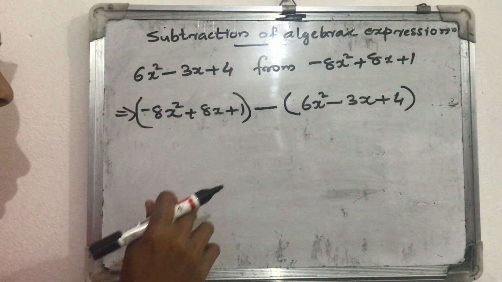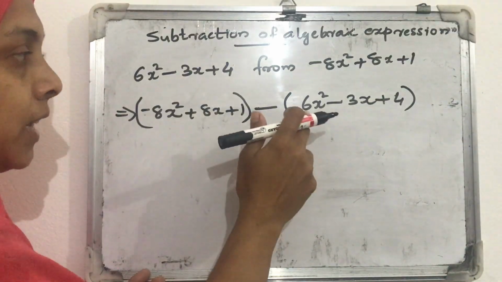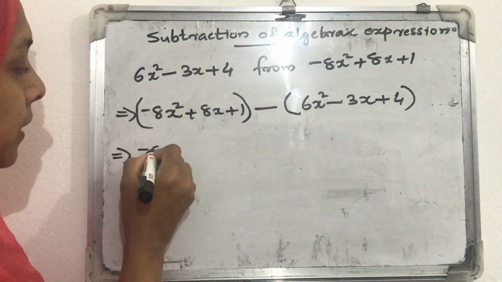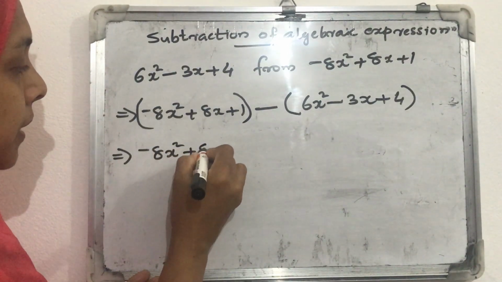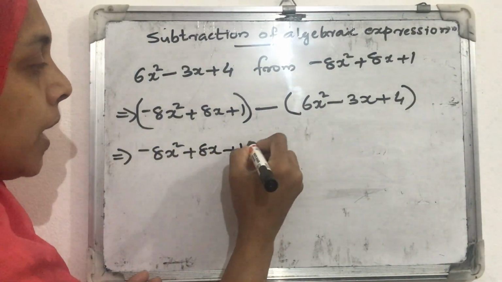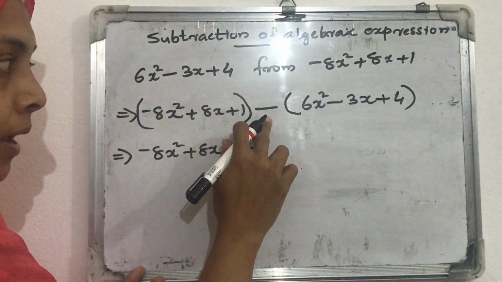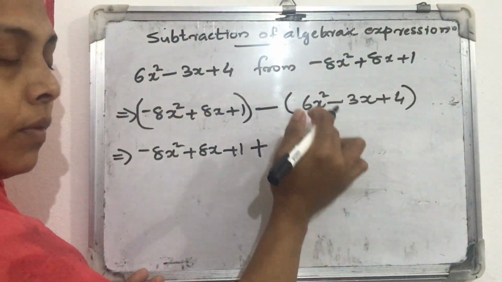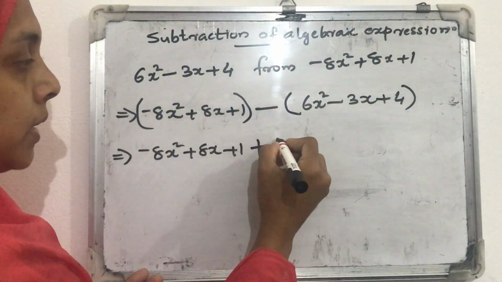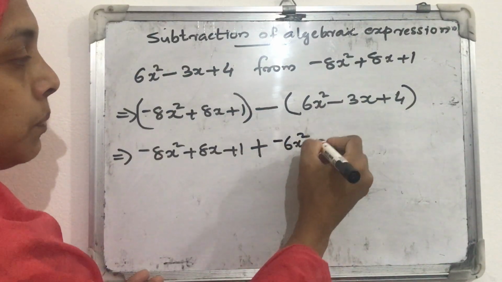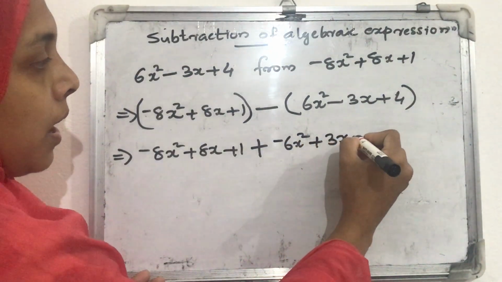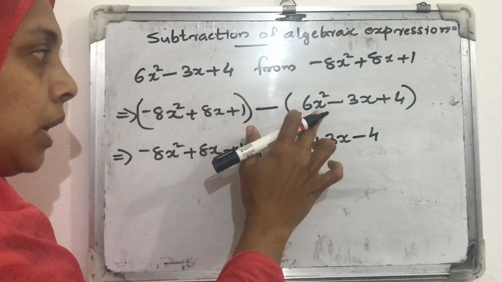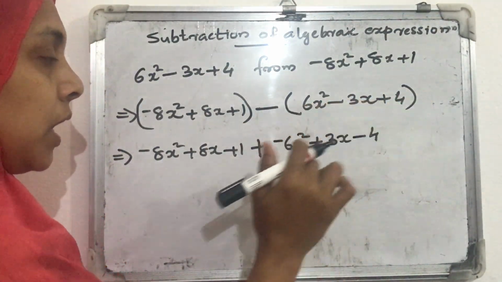Now use the rule of subtraction. Instead of subtracting, we are adding the additive inverse of the second one. The first expression is not changed: minus 8x square plus 8x plus 1. And instead of subtracting, we are adding the additive inverse of the second expression. For that we change the sign of every term: minus 6x square, plus 3x, and minus 4. After that there is no need of brackets, because we changed the sign of all the terms.